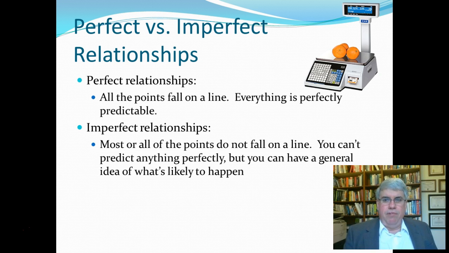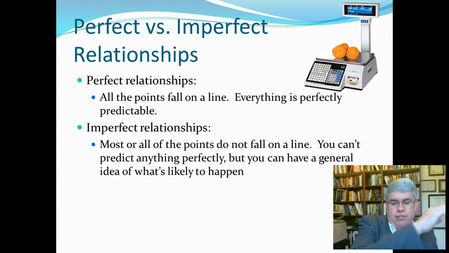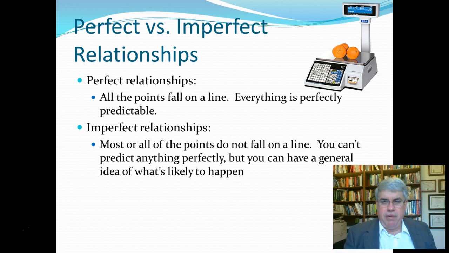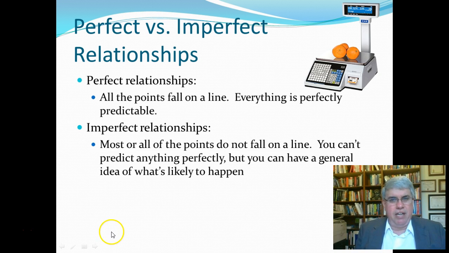So in general, whenever we're measuring psychological variables, we're going to have an imperfect relationship. You can't predict anything perfectly, but you can have a general idea of what the trend is going to be so that you can predict what would happen in the long run on the average. And so all of the relationships that we're going to look at, we're going to assume that they're imperfect and not all of the points lay right on a line.